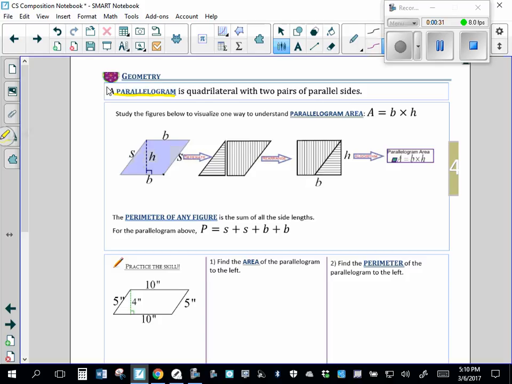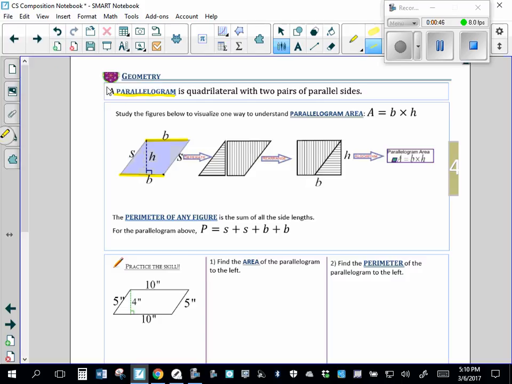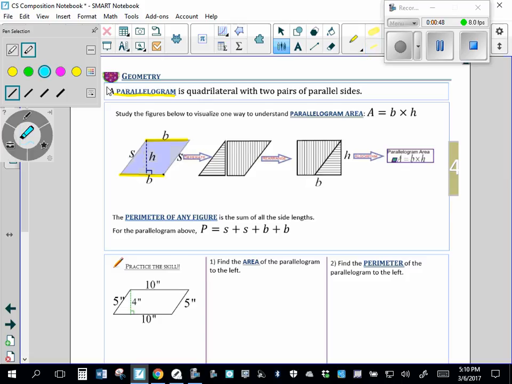So for example, on this picture here, this side is parallel to this side because they are never going to intersect. They're kind of like railroad tracks. And this side is parallel to this side. So that's what makes something a parallelogram.